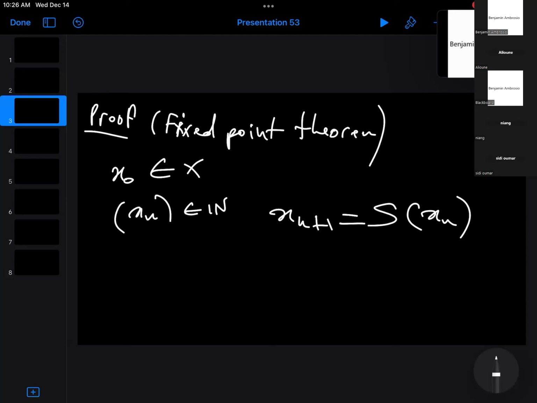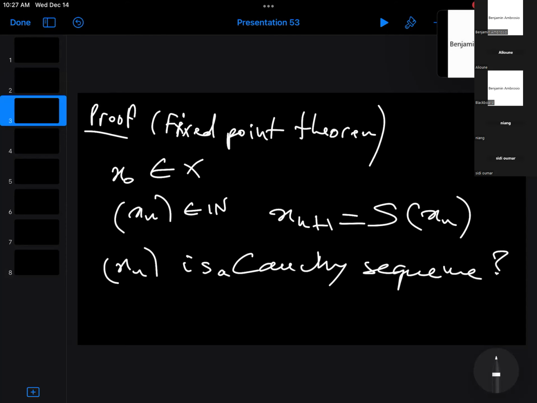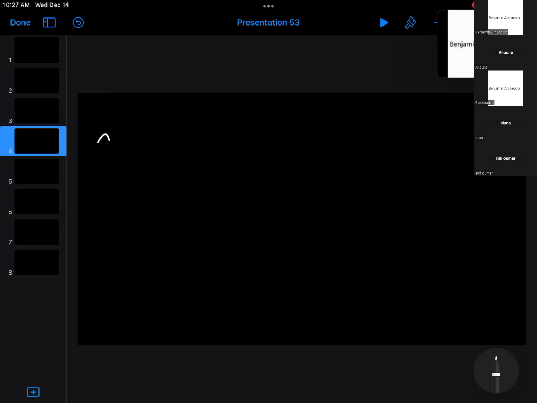So why is Xn a Cauchy sequence? Well, let's look at the distance between Xn and Xn plus p, for any n and p positive.